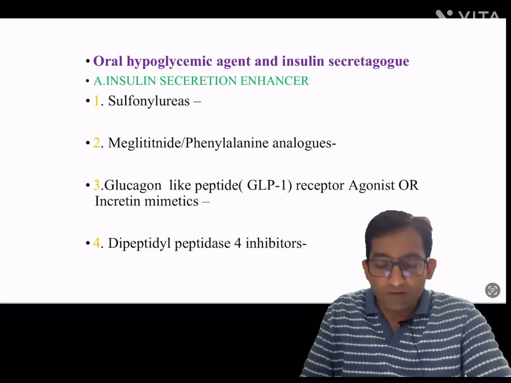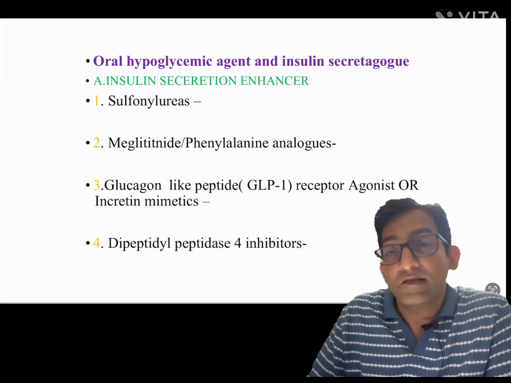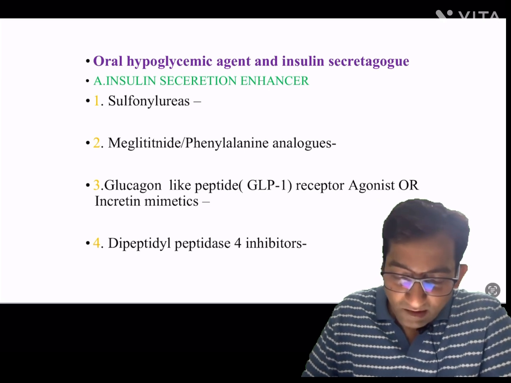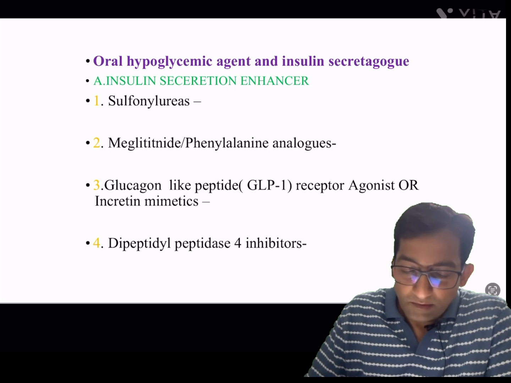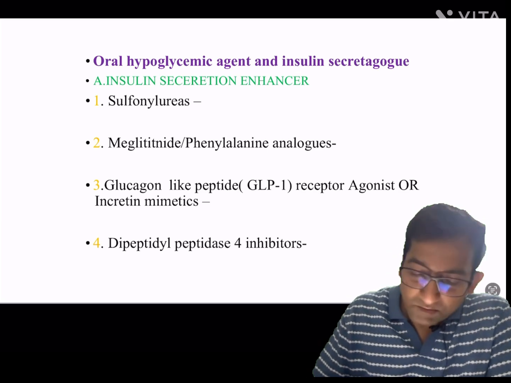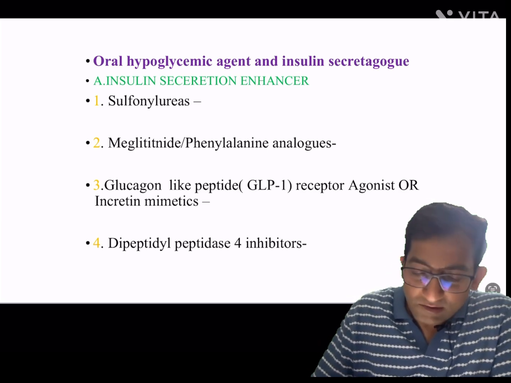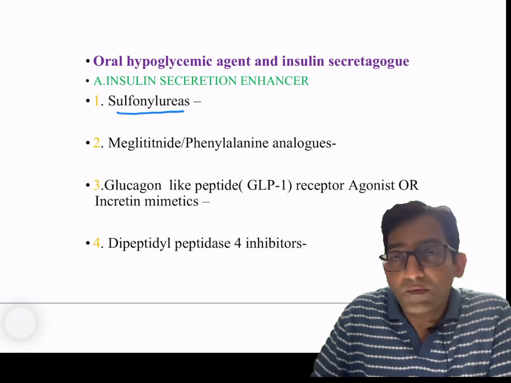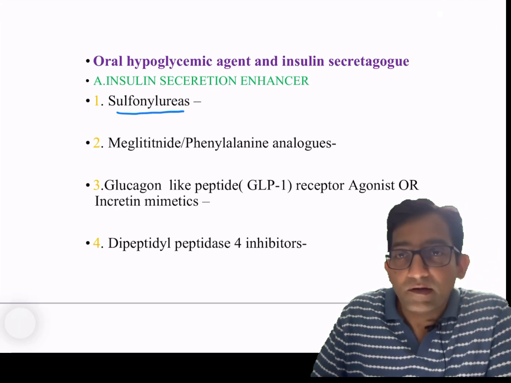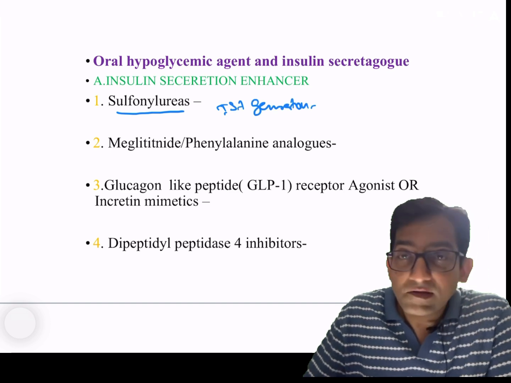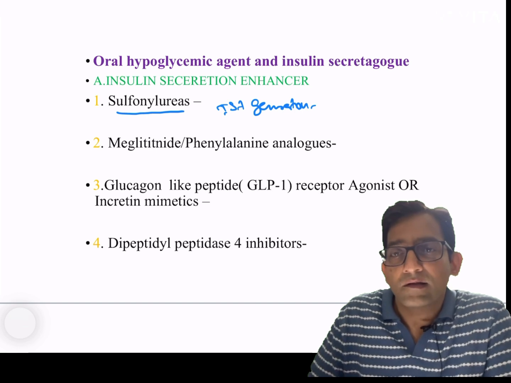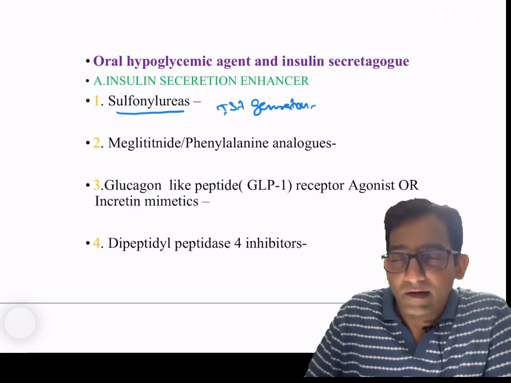The first one is called insulin secretion enhancers. As is clear from the name, these are drugs which enhance the secretion of insulin. In this category, the first very important drugs are sulfonylureas. Sulfonylureas have different generations. The first is the first generation. First generation sulfonylureas like chlorpropamide and tolbutamide are not used nowadays.